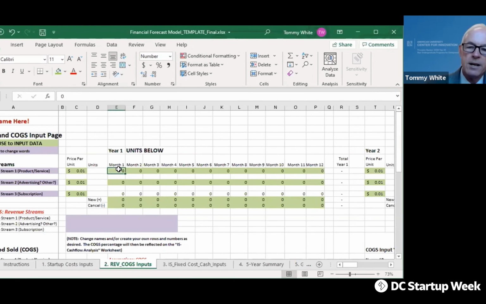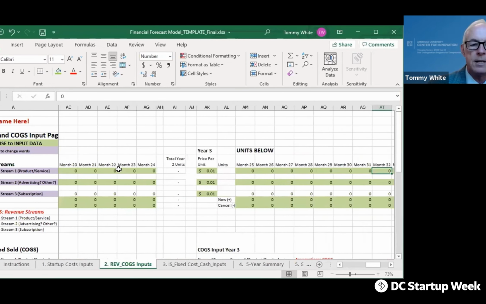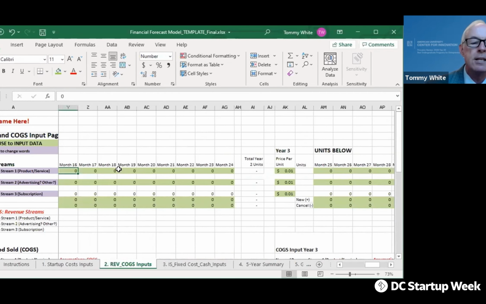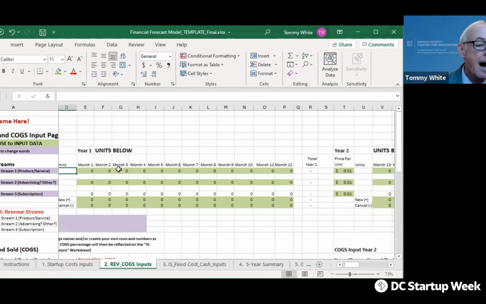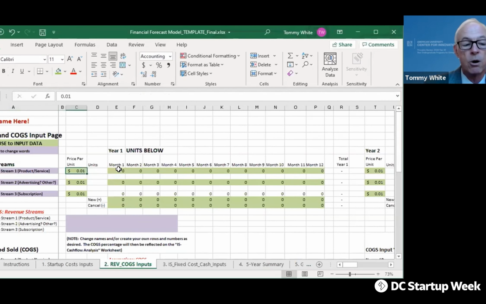Then I have 3 years going out, year 1 by month, year 2 by month, and year 3 by month. These are units sold. This is not revenue. These are their units sold. So I've got a price per unit and units sold in each of these particular months that we have here. These will roll up into our third sheet under the income statement, and when we put those numbers in, but remember, these are units for each of these.